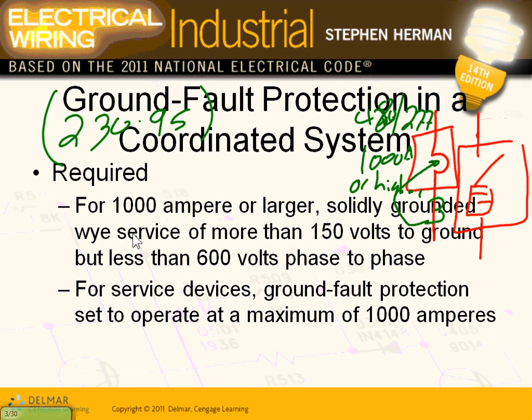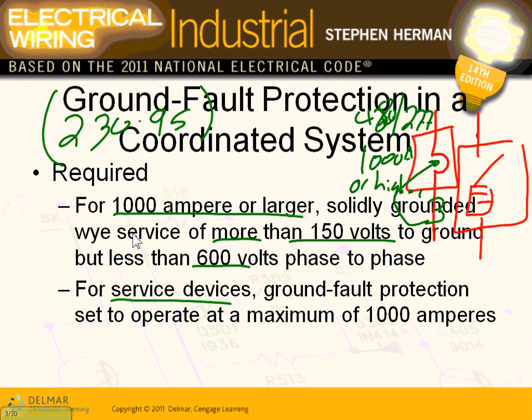So it's very sensitive. It looks at the current coming into each phase and the current coming out the neutral. They have to balance, or be equal. What comes in has to equal what's coming out. If not, some of this current went through the ground and it trips. It sends a signal to trip or alarm. By code, if you go to 230.95, you're going to see 1,000 amp or higher. The voltage has to be more than 150 to ground, but less than 300, and it's required on the service as well as the feeders.